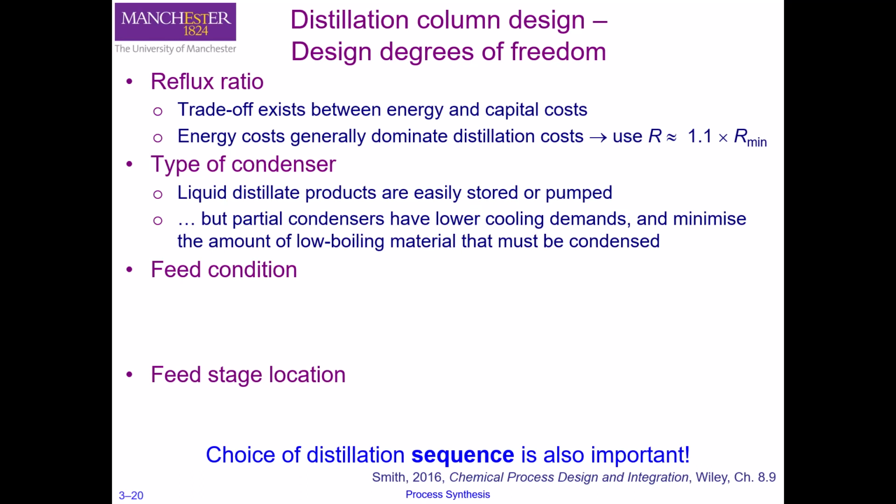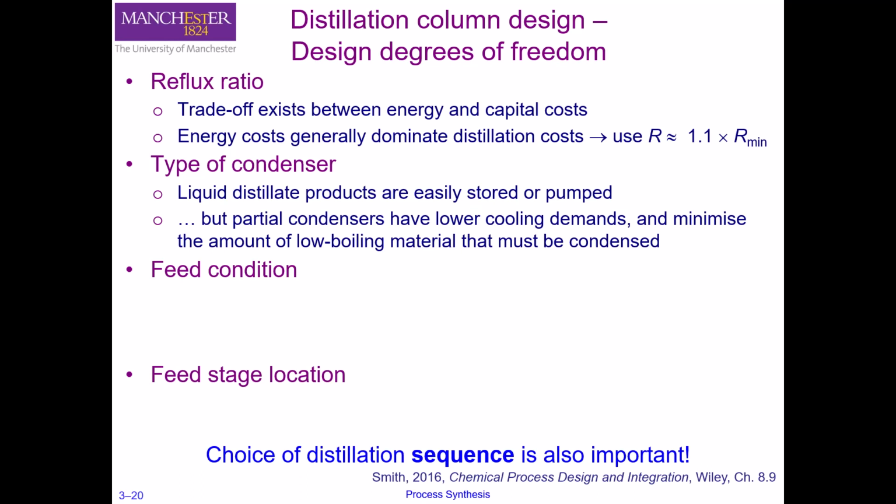We could have a total condenser, which fully condenses all the overhead vapors to form a liquid distillate and a liquid reflux, or we can have a partial condenser, which forms a vapor distillate and a liquid reflux. The choice between a partial condenser and a total condenser depends on your operating conditions, but also your process design choices.